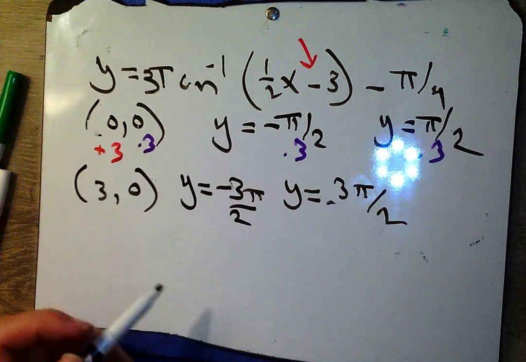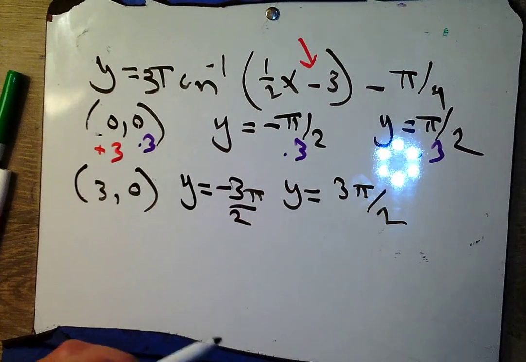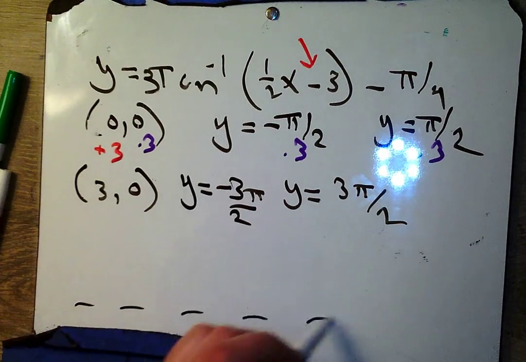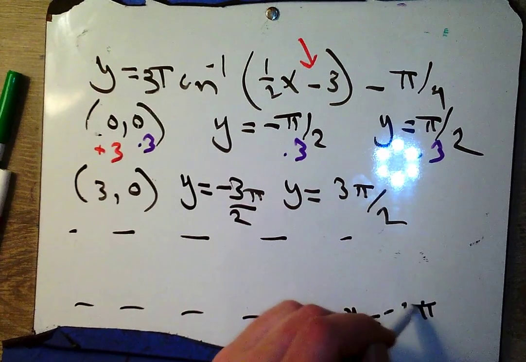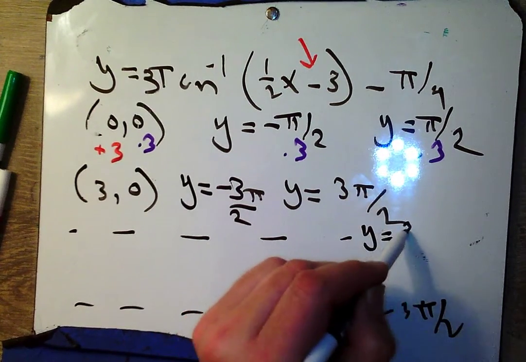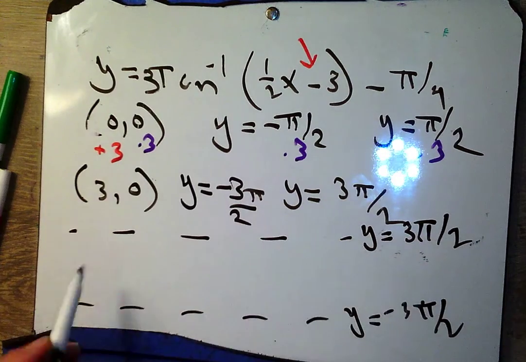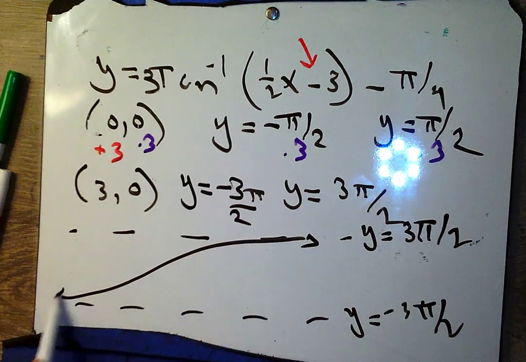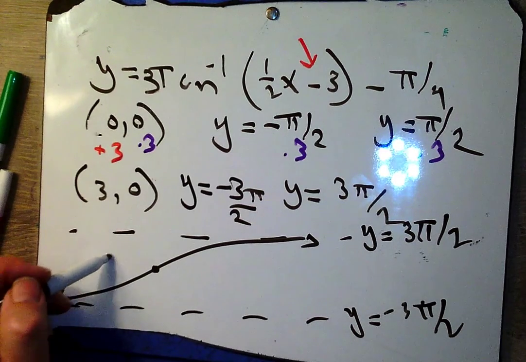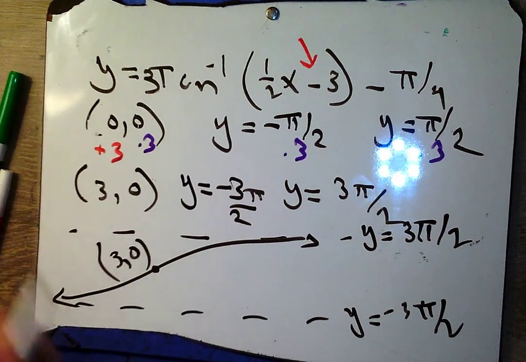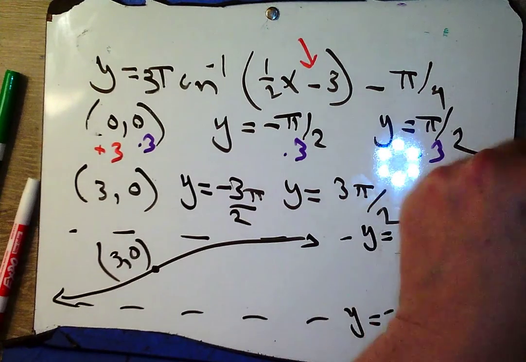Okay, so let's make a graph. This is y equals negative 3 pi over 2. Y equals 3 pi over 2. And halfway down, we've got the inflection point, 3, 0. And that's it. Pretty fast, I think.